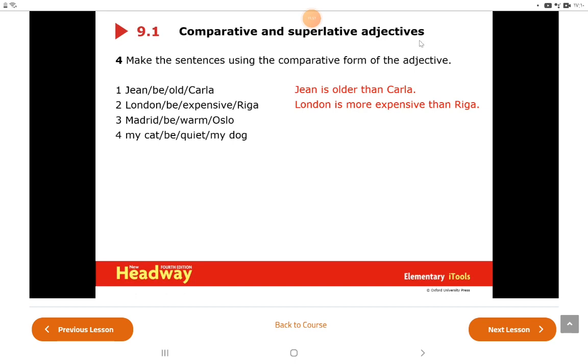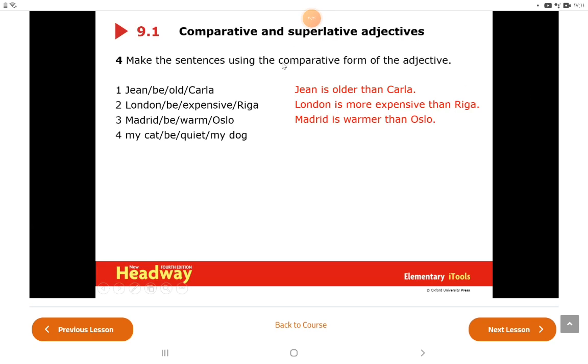Yahya. Madrid is more... It's a short, it's a small word, warm. So I don't have to use more. Warm, warmer. Look, Madrid is warmer than Oslo. Warmer. So do you understand the exercise?